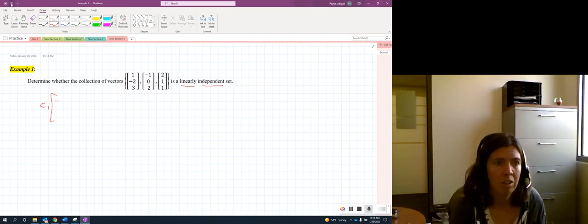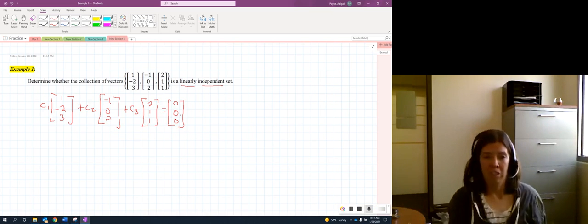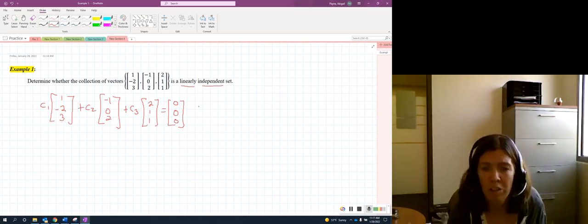So vectors are linearly independent if the equation, let's say C1 times vector 1, in this case 1, negative 2, 3, plus C2 times vector 2, in this case negative 1, 0, 2, plus C3 times vector 3 equals the 0 vector. And here we've got a homogeneous equation. So the vectors are linearly independent if this system has only the trivial solution.